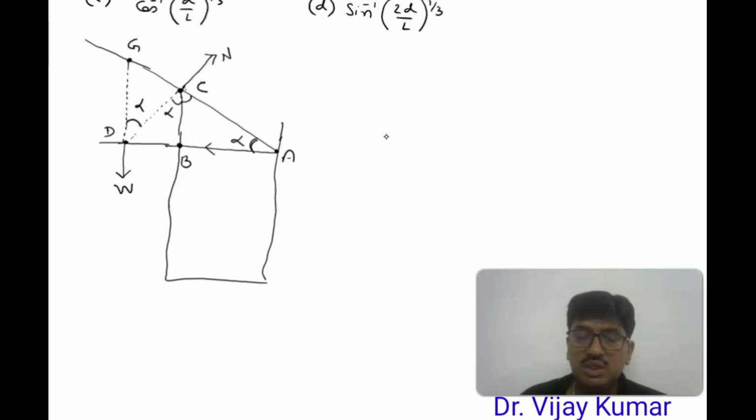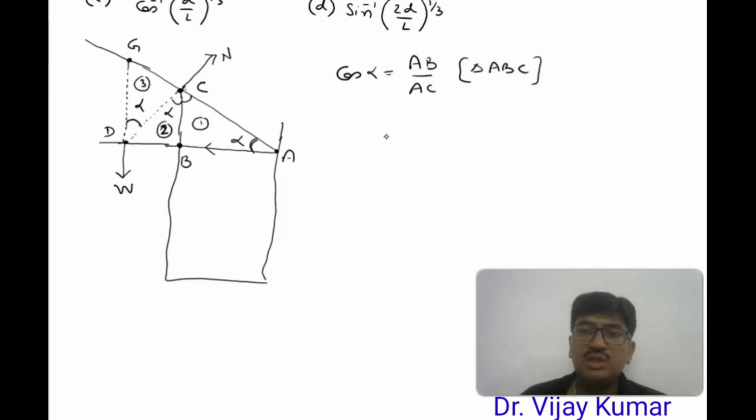then by geometry cos alpha should be AB upon AC. We have taken triangle ABC. And similarly, in this triangle, this is triangle number 1, this is triangle number 2, and this is triangle number 3. Now we are discussing triangle 2, and cos alpha in this triangle should be BC upon DC.